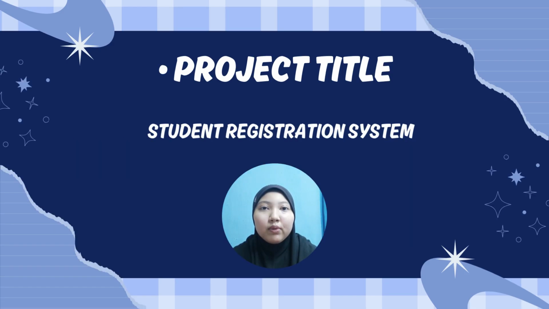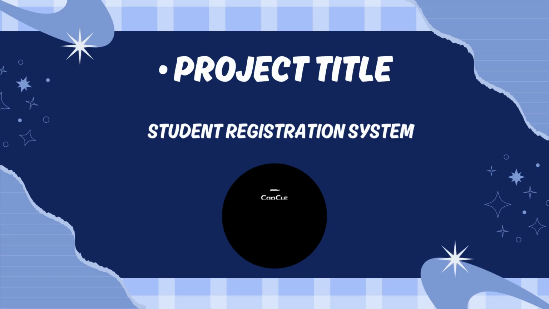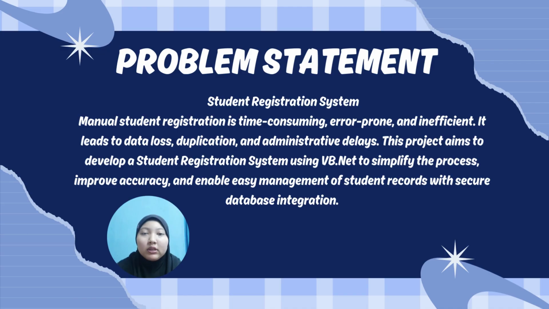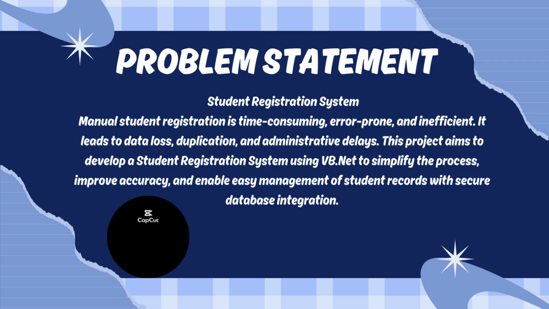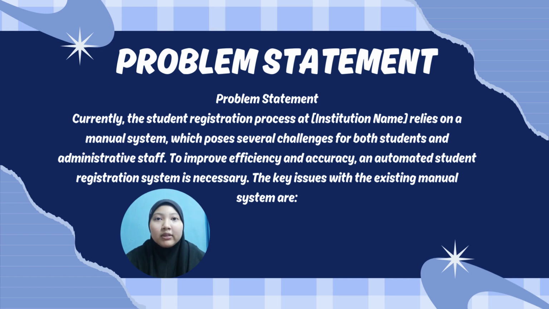So here are the titles that we have chosen. It's a student registration system. The thing that we really have to consider is the problem statement. Currently, the student registration process at university is conducted manually, which creates several challenges for both students and administrative staff, affecting efficiency and accuracy.